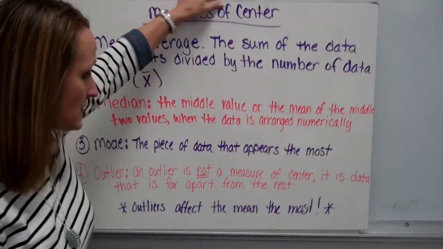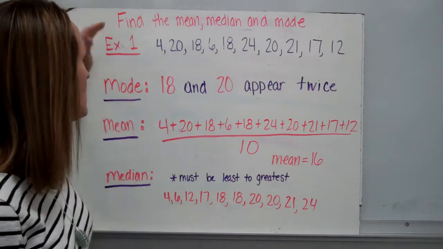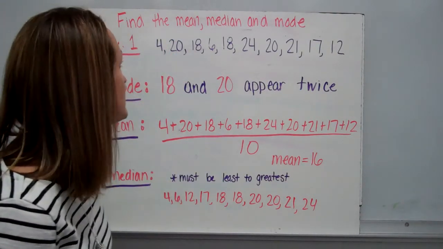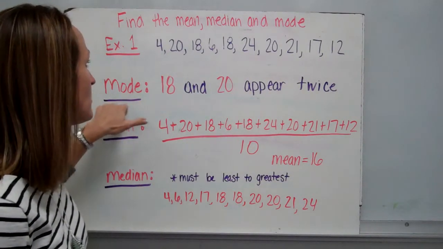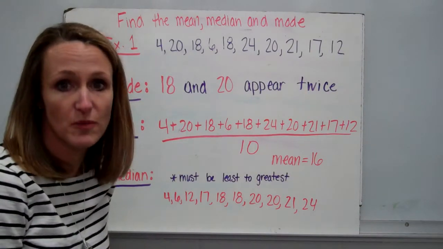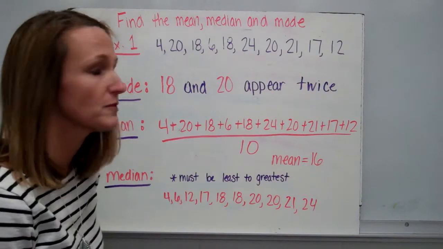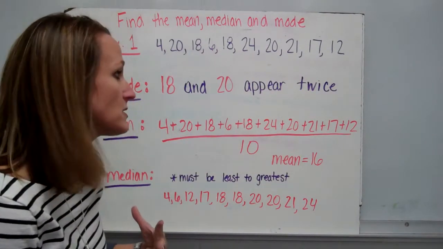So let's do an example. And again, this should be familiar to you, hopefully. So if we want to find the mean, median, and mode of some data, and here's our list of numbers. So let's first do mode. Well, 18 and 20 appear twice. So in this example, we have two modes, which is fine. You can have 2 or 3 modes or 1 mode. You can have no mode. Our mode just means it appears the most.